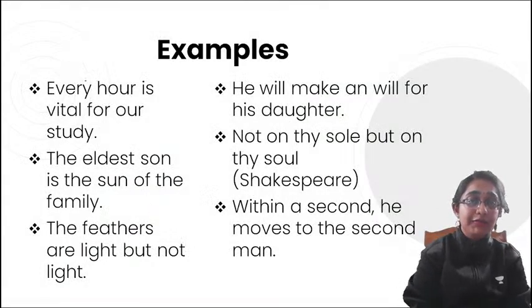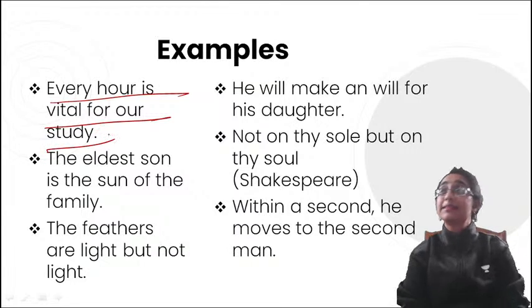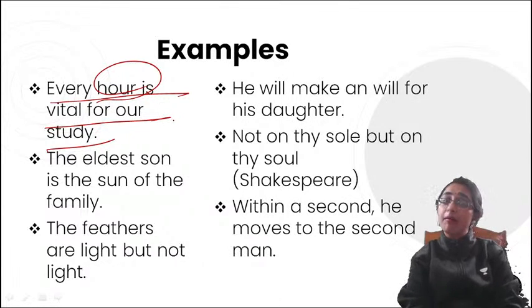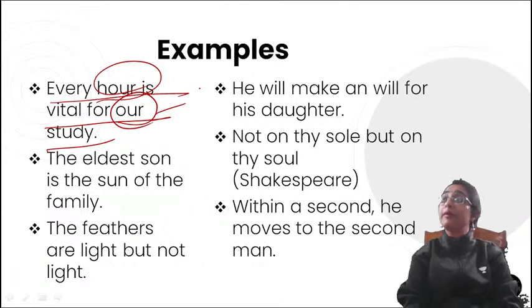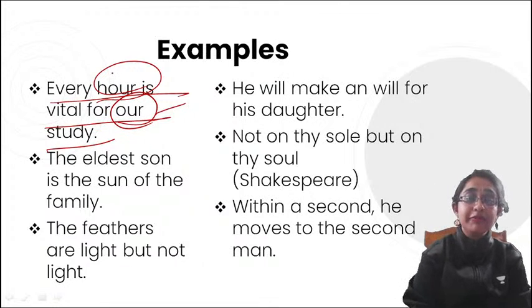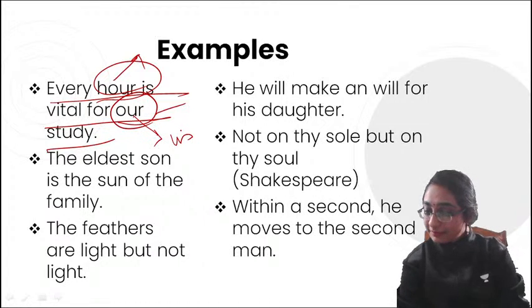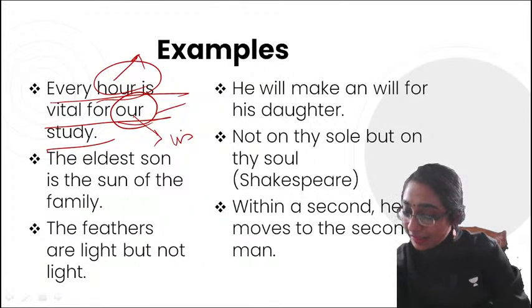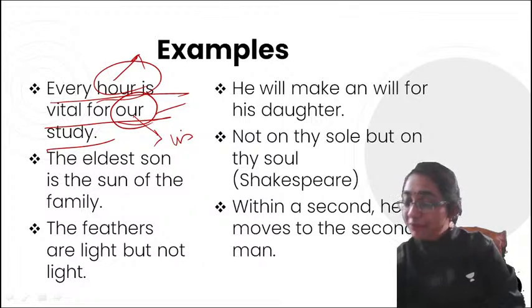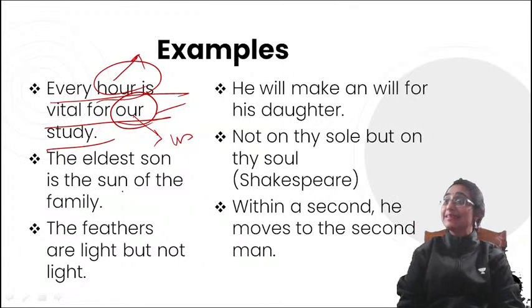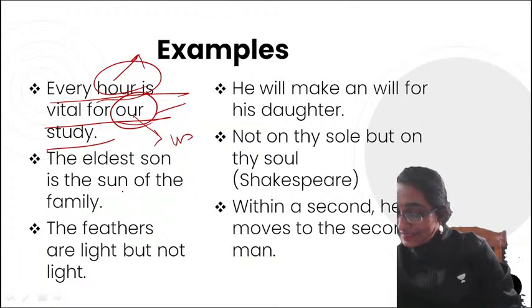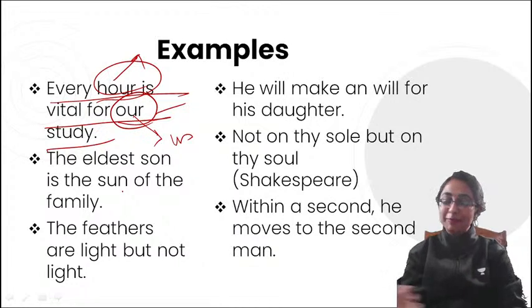Here are the examples. Every hour is vital for our study. Look at the pronunciation. H-O-U-R, we pronounce as hour, and O-U-R, we also pronounce as hour. So every hour refers to time, and our refers to us. Yes, duality of meaning. Very good, Sneha. After her husband's death, she pined for a second. Very good. Second is here the pun. Here second actually means second husband, not first, second, third. Very good example of pun.